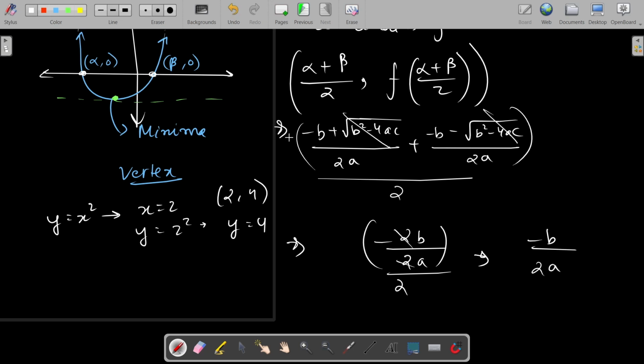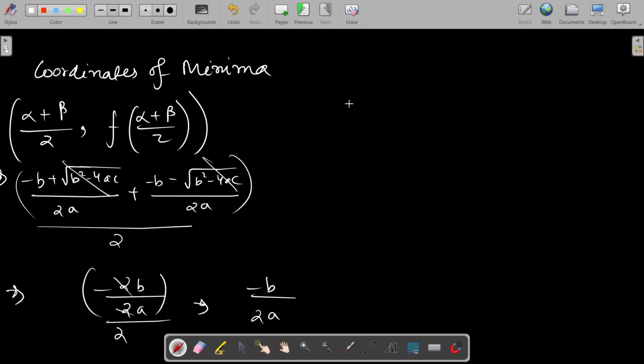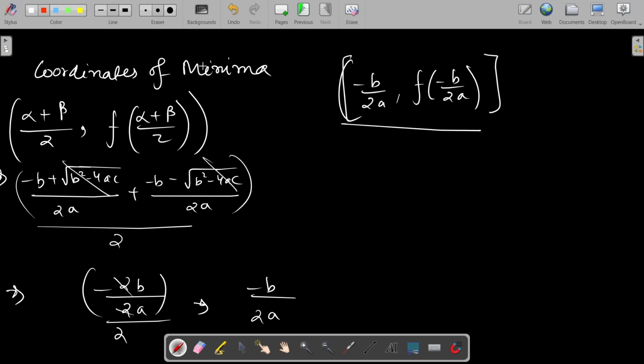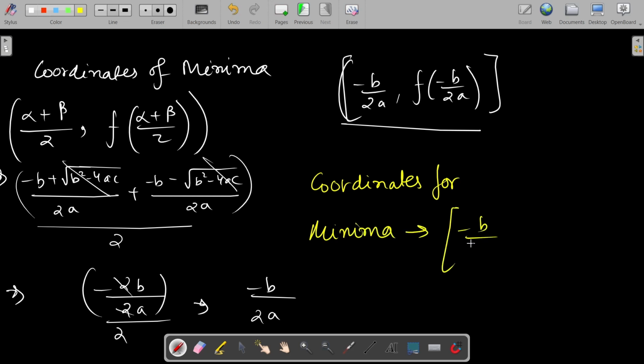So the x coordinate of the minima is minus b by 2a, and we said that the y coordinate is just the function with that x value put in. So the coordinates for the minima are minus b over 2a comma f of minus b over 2a.